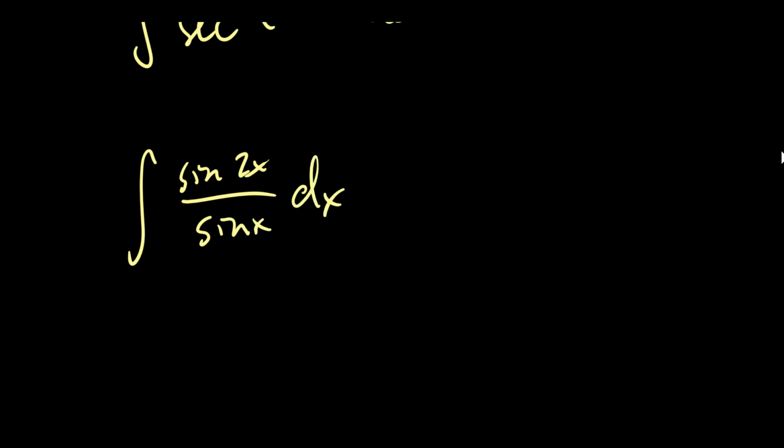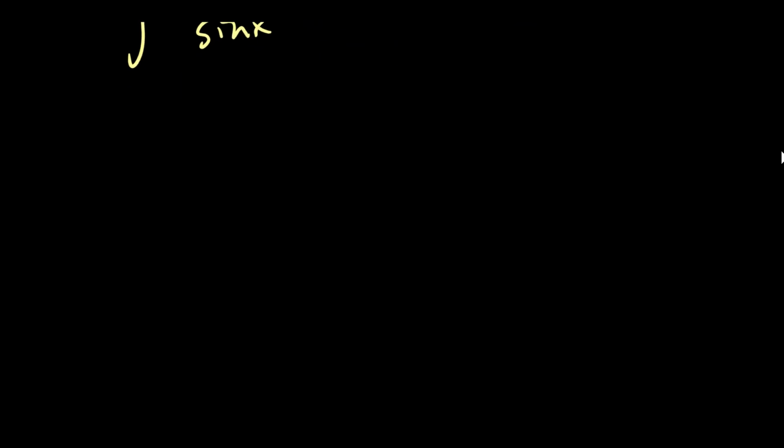You might also see something like this one, sine of 2x over sine of x dx. Now, whatever you do, please don't cancel this, okay? You have to remember the double angle formula for sine. So sine of 2x is 2 sine x cosine x. And then you simplify it from there. We'll let you figure that out, all right?